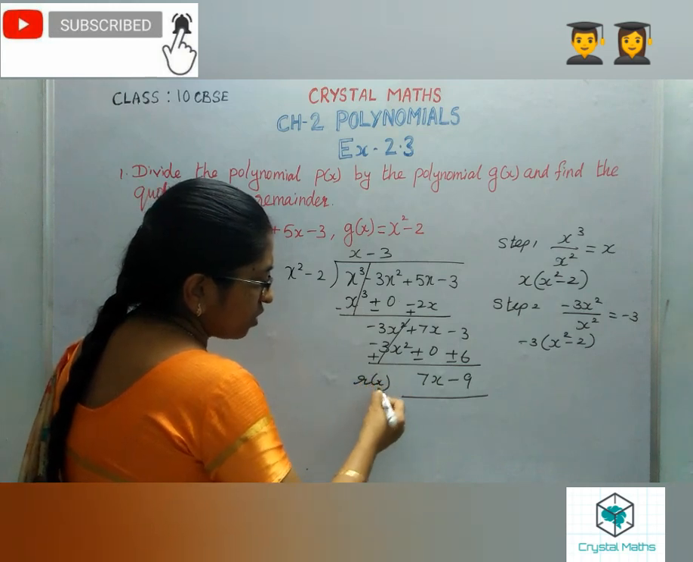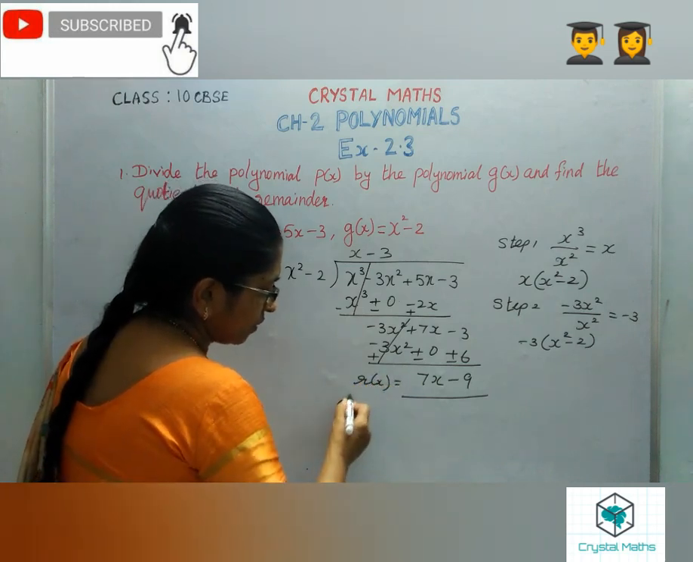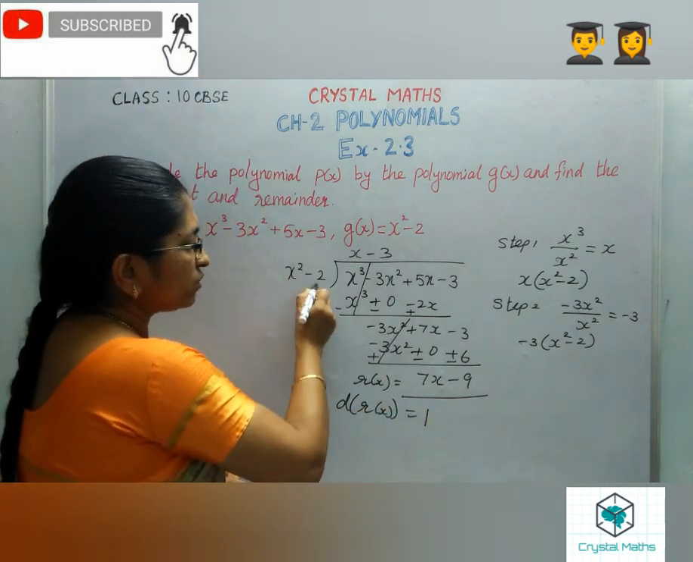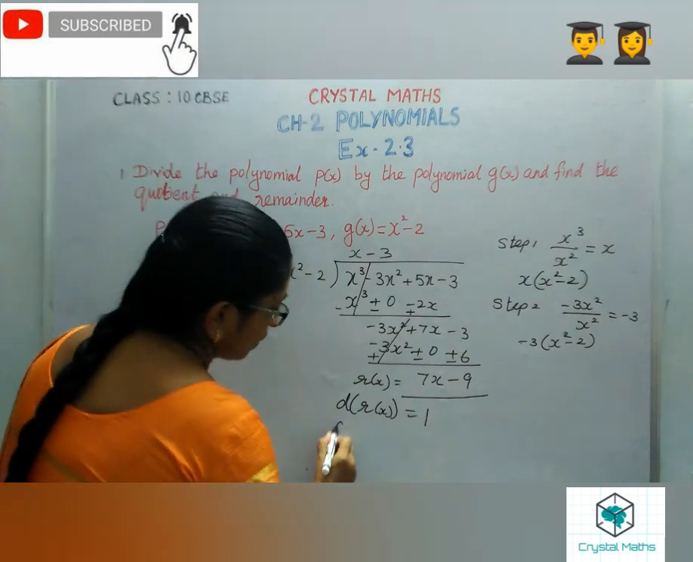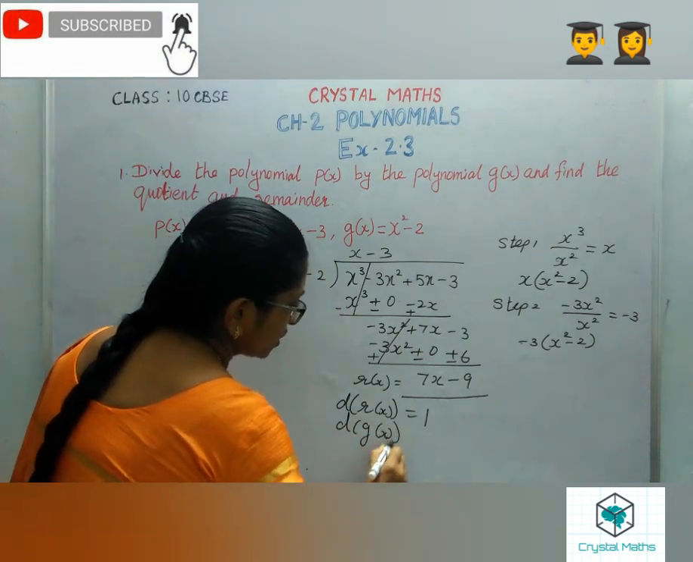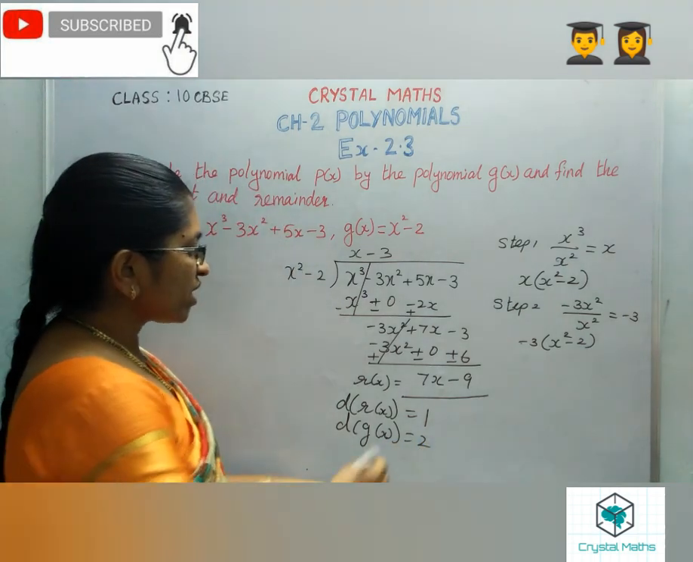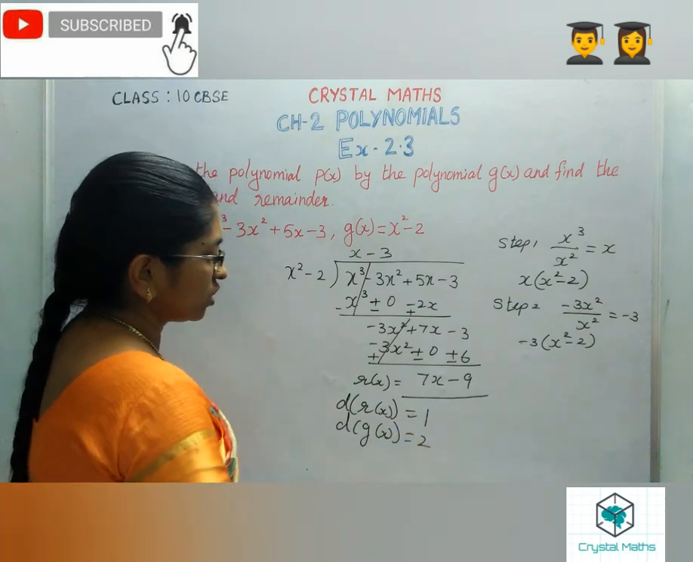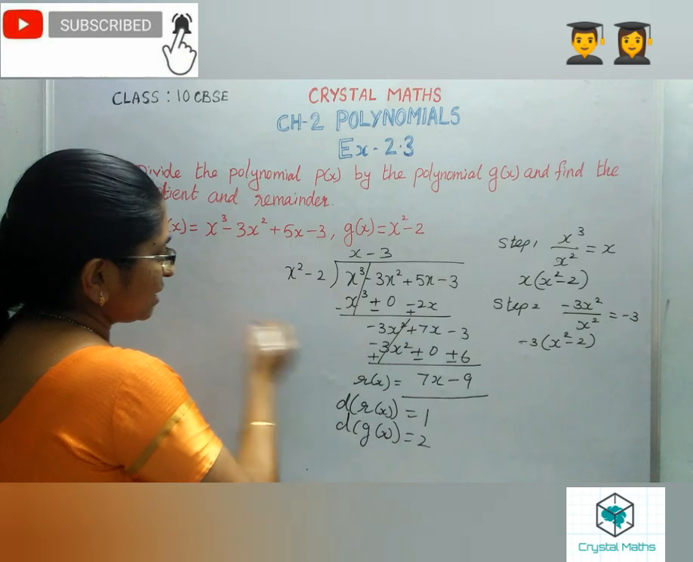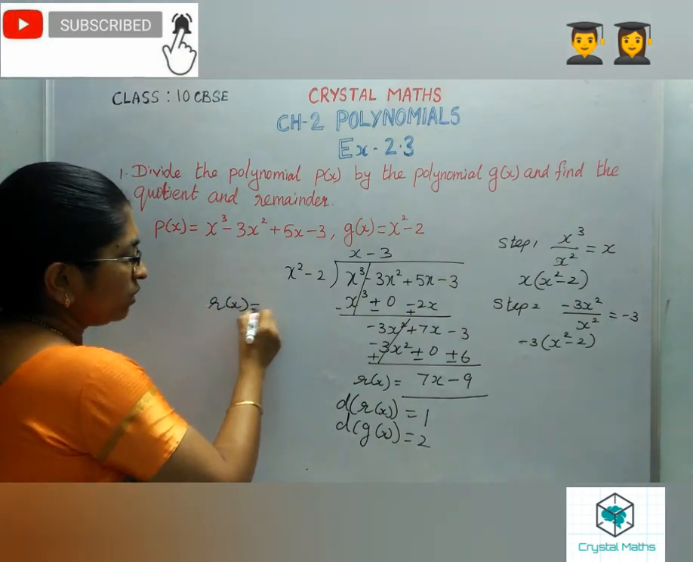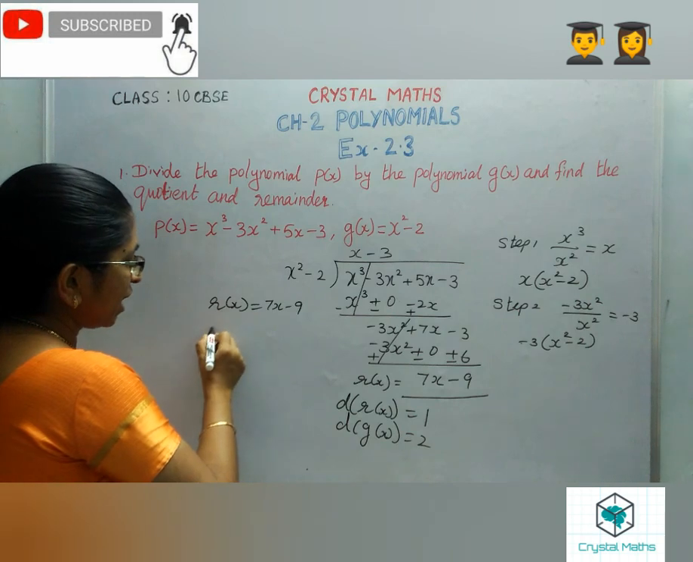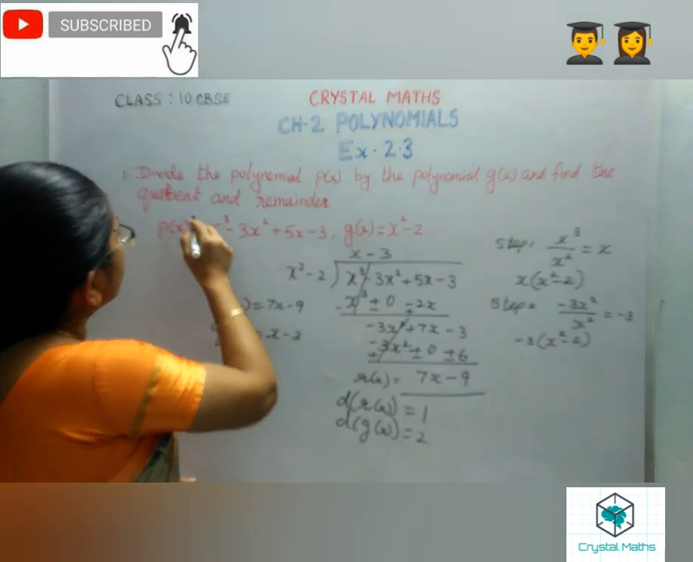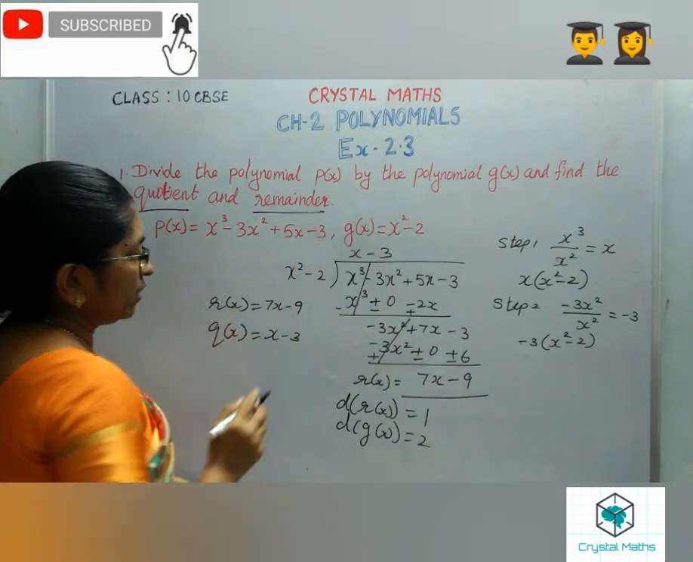The degree of r of x is 1. The degree of g of x is 2. Degree of g of x is greater and degree of r of x is less, so we can stop the procedure. So we got the answer as r of x equal to 7x minus 9 and q of x equal to x minus 3. That only we need to find, quotient and remainder.